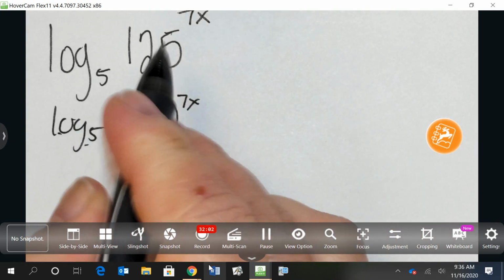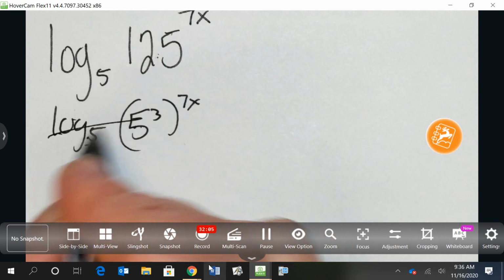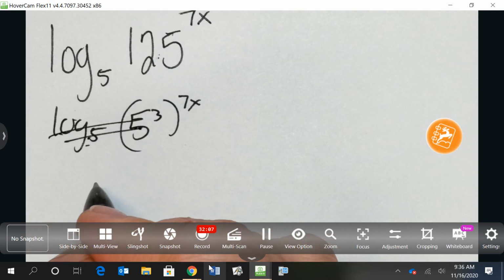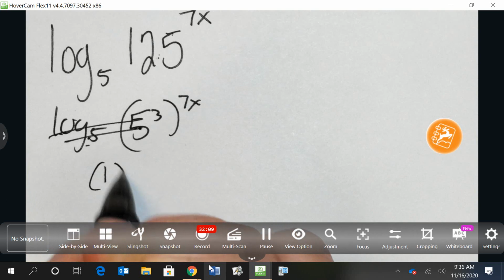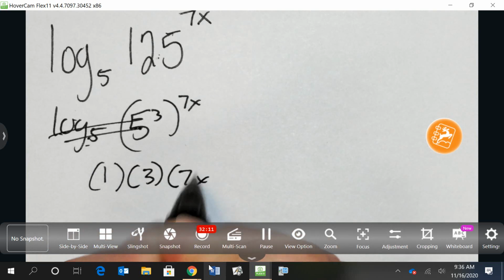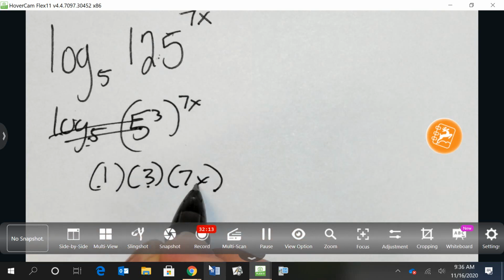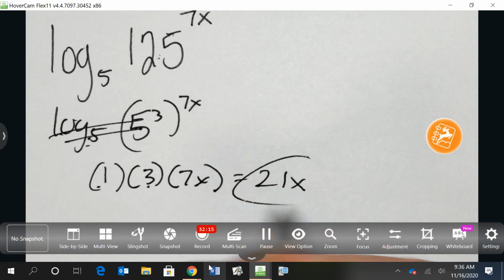Log base 5 of 5 does not just eliminate itself. It doesn't just disappear. It turns into a 1. I have 1 times 3 times 7x. 1 times 3 times 7x is 21x.